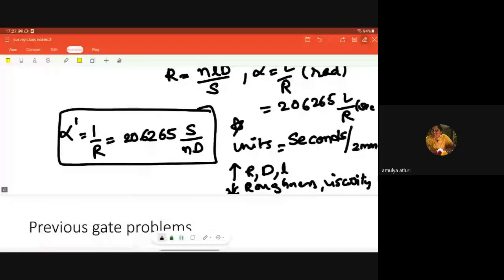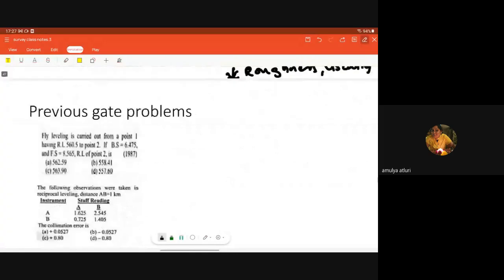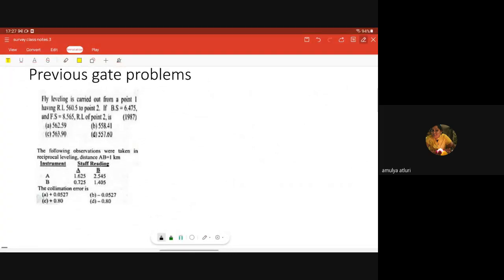So till now we have covered the traversing, theodolite, sorry, leveling part. I'm very sorry. Next, we go for the previous GATE problems. We'll solve previous GATE problems.